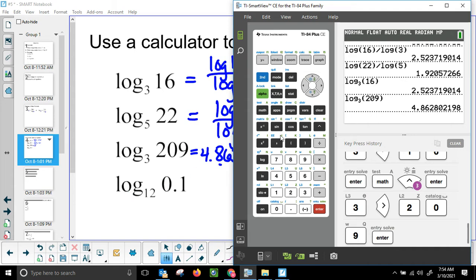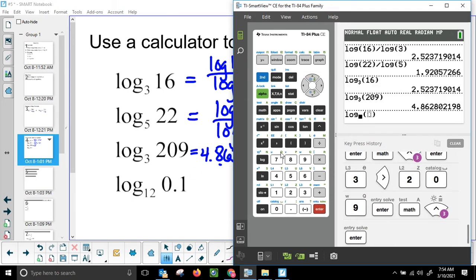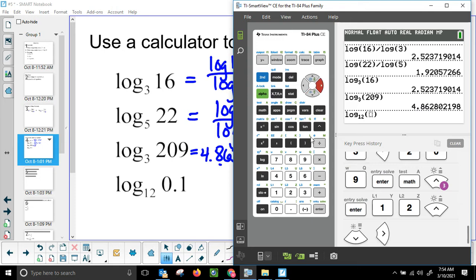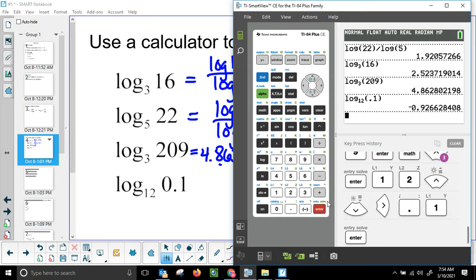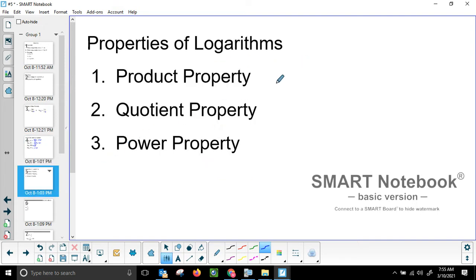And then, of course, log base 12 of 0.1 gives negative 0.927. So change of base formula or the log base command in your calculator either work quite nicely. Okay, so now we're going to talk about some properties of logarithms.